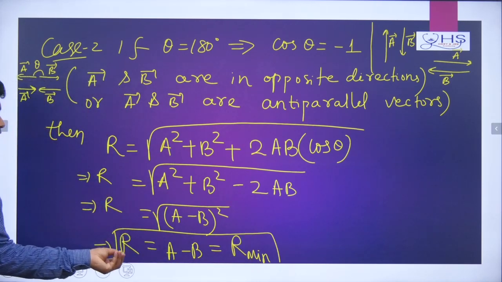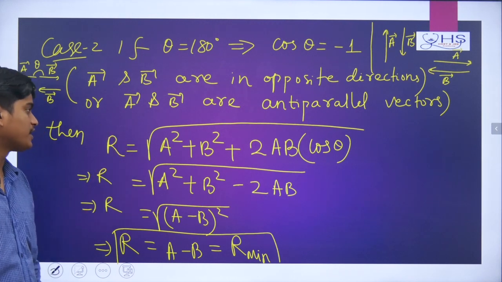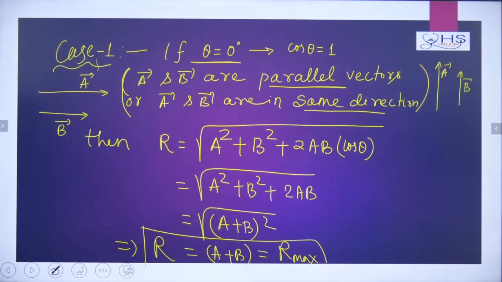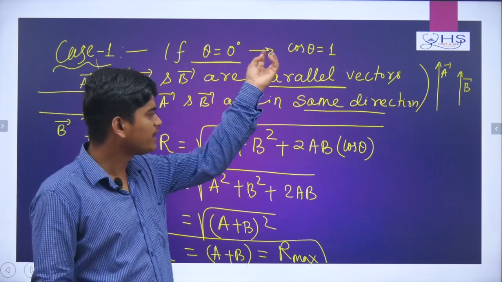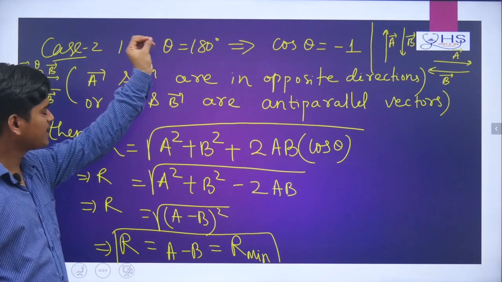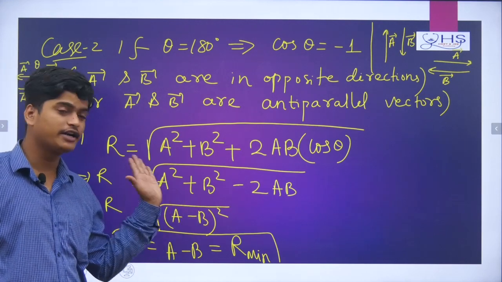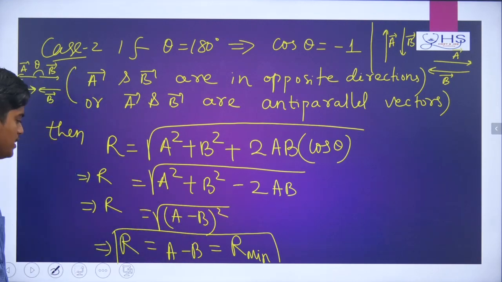So this is your minimum value when theta equals 180 degrees, where the vectors are in opposite directions, or anti-parallel vectors. And the maximum is when both are parallel vectors, in the same direction. So the resultant will become maximum in case 1. In case 2, theta is 180 degrees and R will become minimum. Whatever other resultant value comes will remain in this relation, between the maximum and the minimum. So we are understanding up to R minimum.